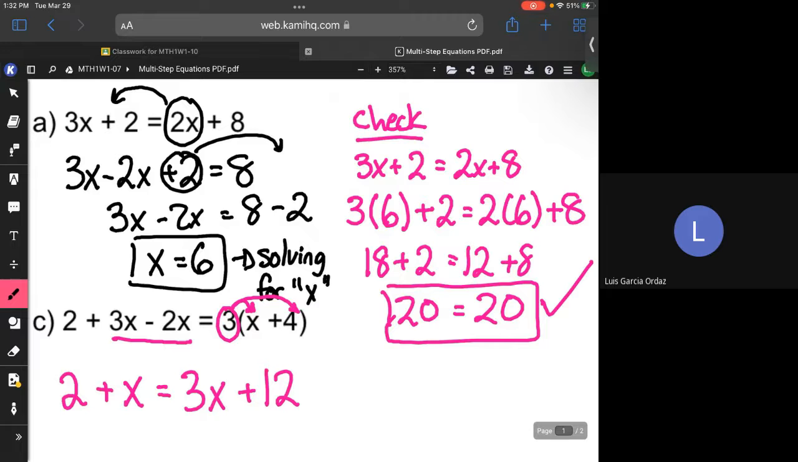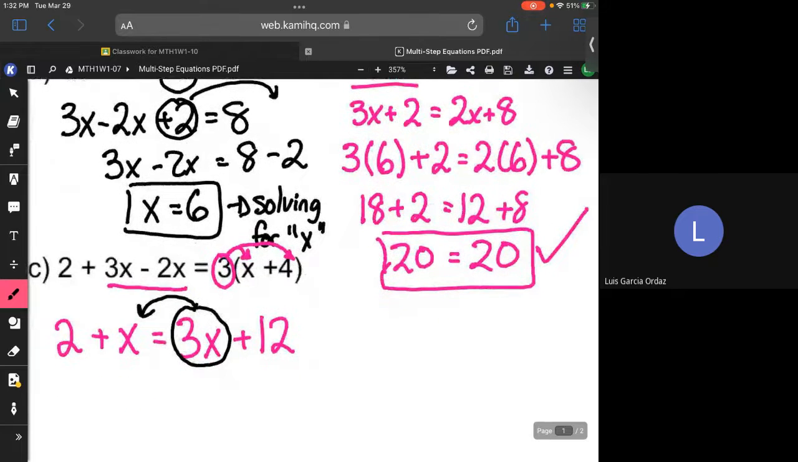So if we're moving the variables to the left side, what do I have to move from the right side to the left side? What do I need to move if I want all my variables on the left? The 3x. So let's take my 3x and move it over to my left side. So it becomes 2x plus x minus 3x is equal to 12. Now my variables are on the left side.